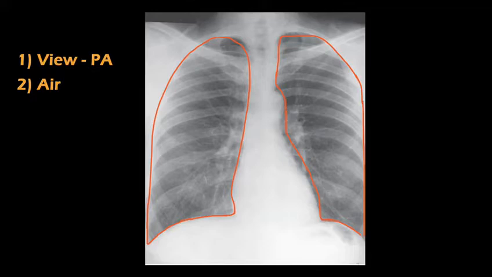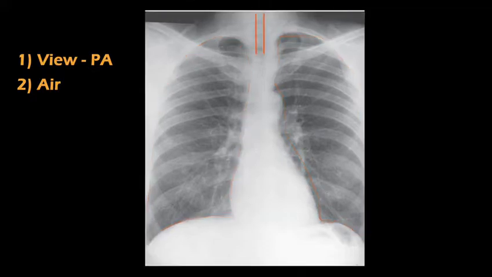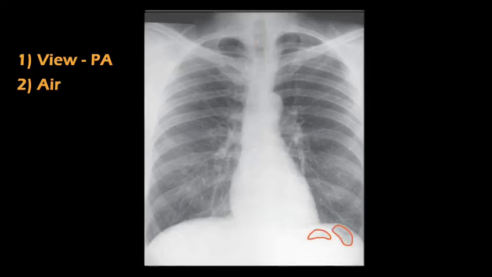The second structure filled with air is the trachea, which is identified as an air-filled black column in the neck. It should be central or midline, lying in front of the lower cervical and upper thoracic vertebrae. If it is deviated to the right or to the left, that is abnormal. These black shadows that you can see here is the gas in the fundus of the stomach.